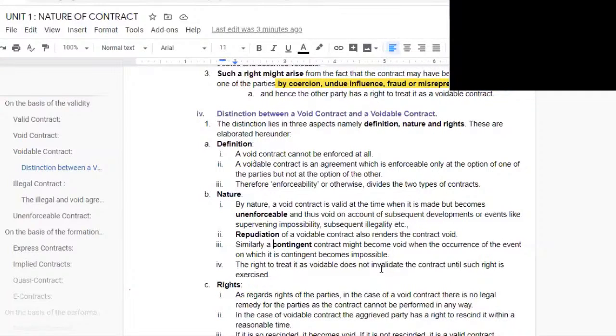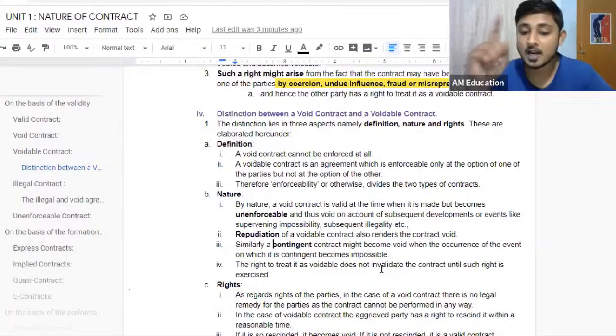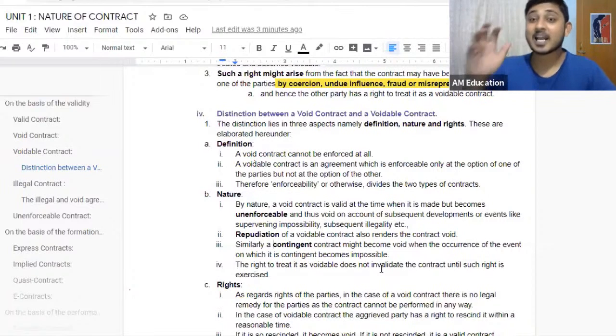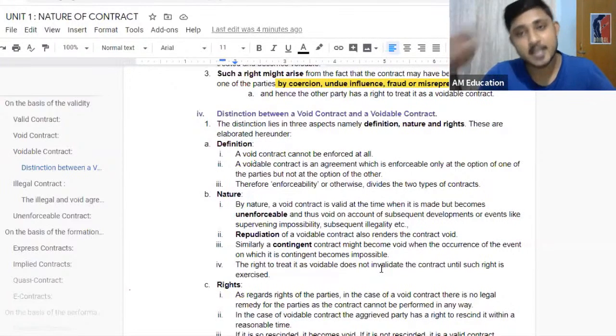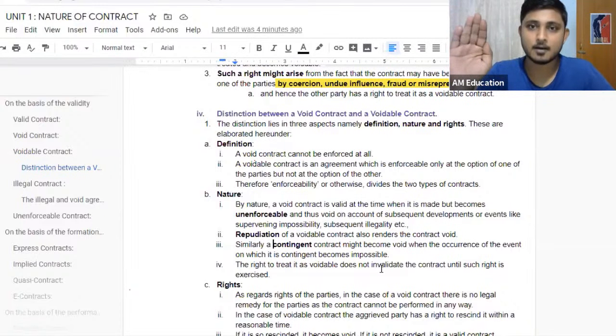The right to treat it as voidable does not invalidate the contract until such right is exercised. So what is it telling? The right to treat a contract as voidable. What is the treatment of voidability? That one person has the option to enforce or not enforce the contract, right? So the right to treat the contract as voidable does not invalidate the contract until such right is exercised. That means as long as that right is not exercised, the contract stays valid. Once the right is exercised, it becomes void. Clear?